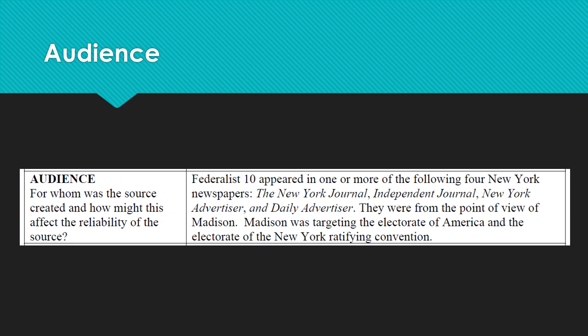For your next step, you'll consider the audience. Who was the source created for? And how might this affect the reliability of the document? How does intended audience affect what is said? For example, we would think that Richard Nixon would say something different to his advisors in the Oval Office concerning the Watergate break-in than he would say in a radio address directed at the American people.